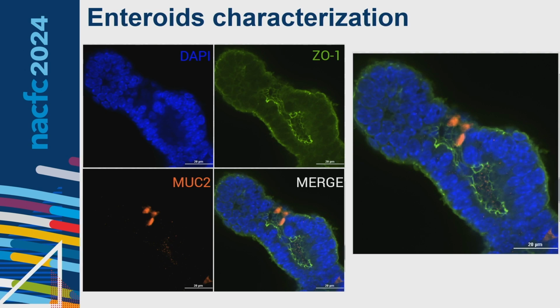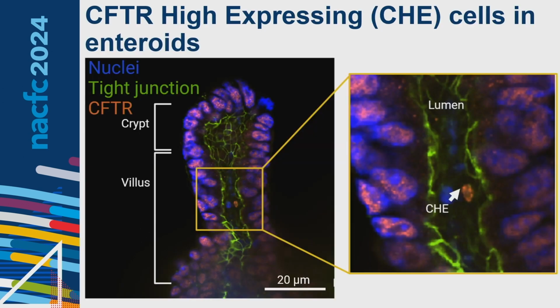For the characterization of the organoids, we use ZO-1, which is a marker for tight junctions, and we also use MUC2 to mark the secretory cells. Here we can see that both structures are present in these enteroids, which is indicative that this epithelium is similar to what we can find in gastrointestinal tissue. When we were evaluating the CFTR expression in these enteroids, we saw a few cells that had the CFTR expression polarized to the lumen of the enteroid, and these cells are named CFTR high-expressing cells, or CHE cells.